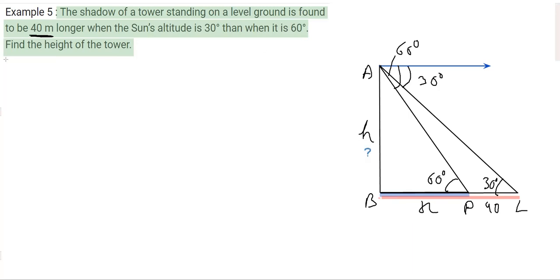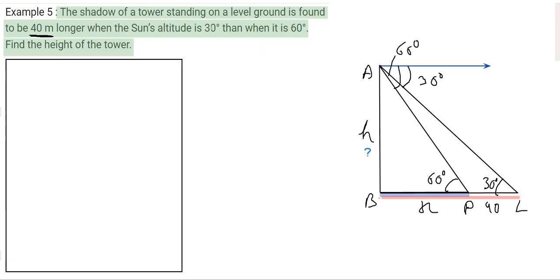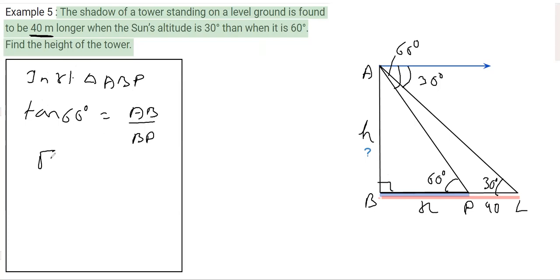So we can start with a right angle triangle. Let's say I took the first right angle triangle ABP. We'll apply tan as it gives the relation between perpendicular and base. We can also apply cot. So tan 60 is equal to perpendicular over base. Perpendicular is AB and base is BP. Tan 60, whose value is root 3. So I replace tan 60 with root 3, AB as h, and BP as x. By cross multiplication, we get h is equal to root 3 times x. This is the first relation we got.